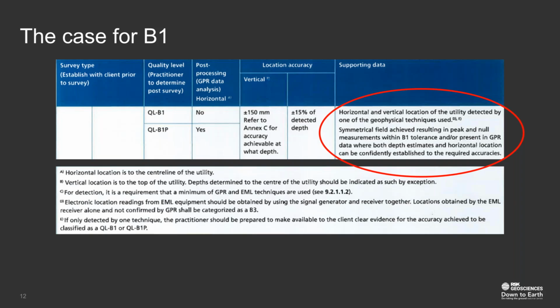The other way to obtain a B1 with one technique is if GPR obtained depth and horizontal positions are established to the required accuracy level. Sounds really simple, doesn't it? Right? Well, clear evidence has to be made available to the client to justify a B1 quality level if only one technique is used. So that accountability that we've discussed in PAS 128 is there ultimately.